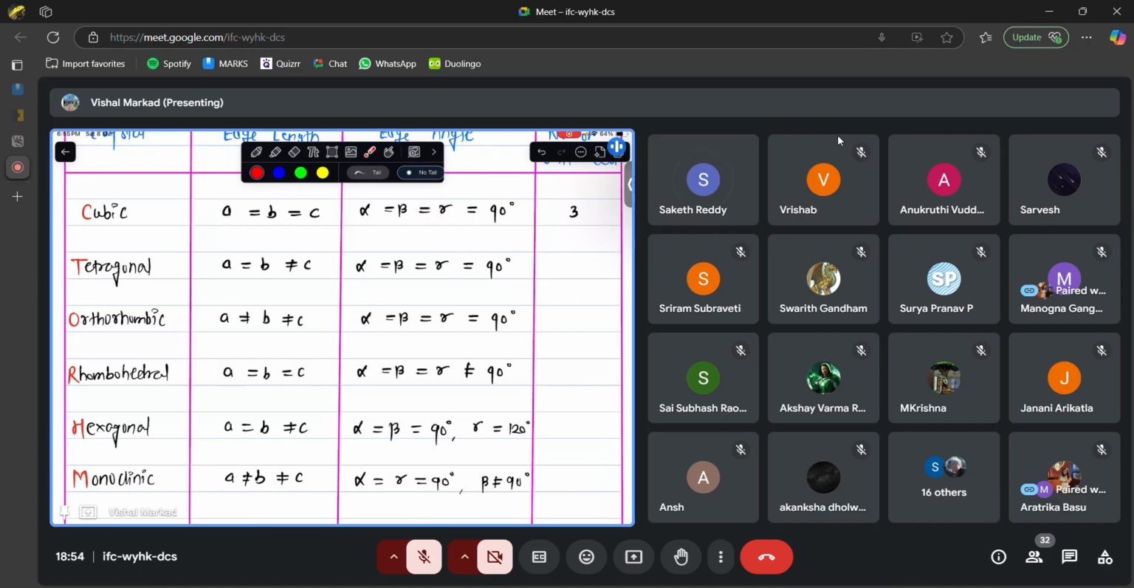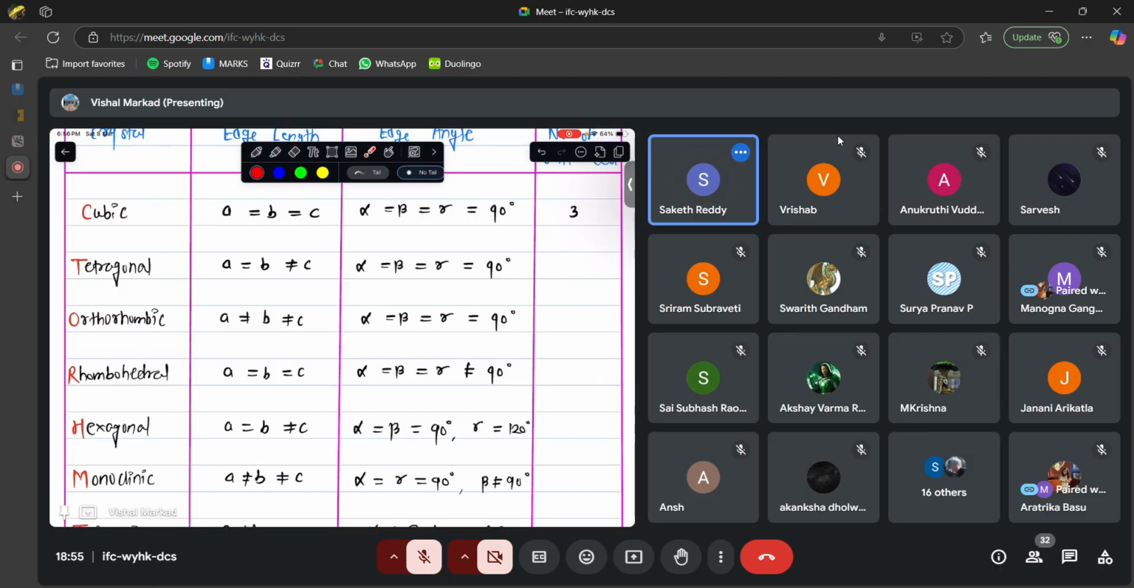Sir, why in cubic do we have number of unit cells as 3? In cubic we can have atoms present at the corner, always. One more atom can be present at the center also, body centered. We can have the face also. So in that case we have three structures of cubic. We can classify them in three categories: simple cubic, body centered cubic, face centered cubic.